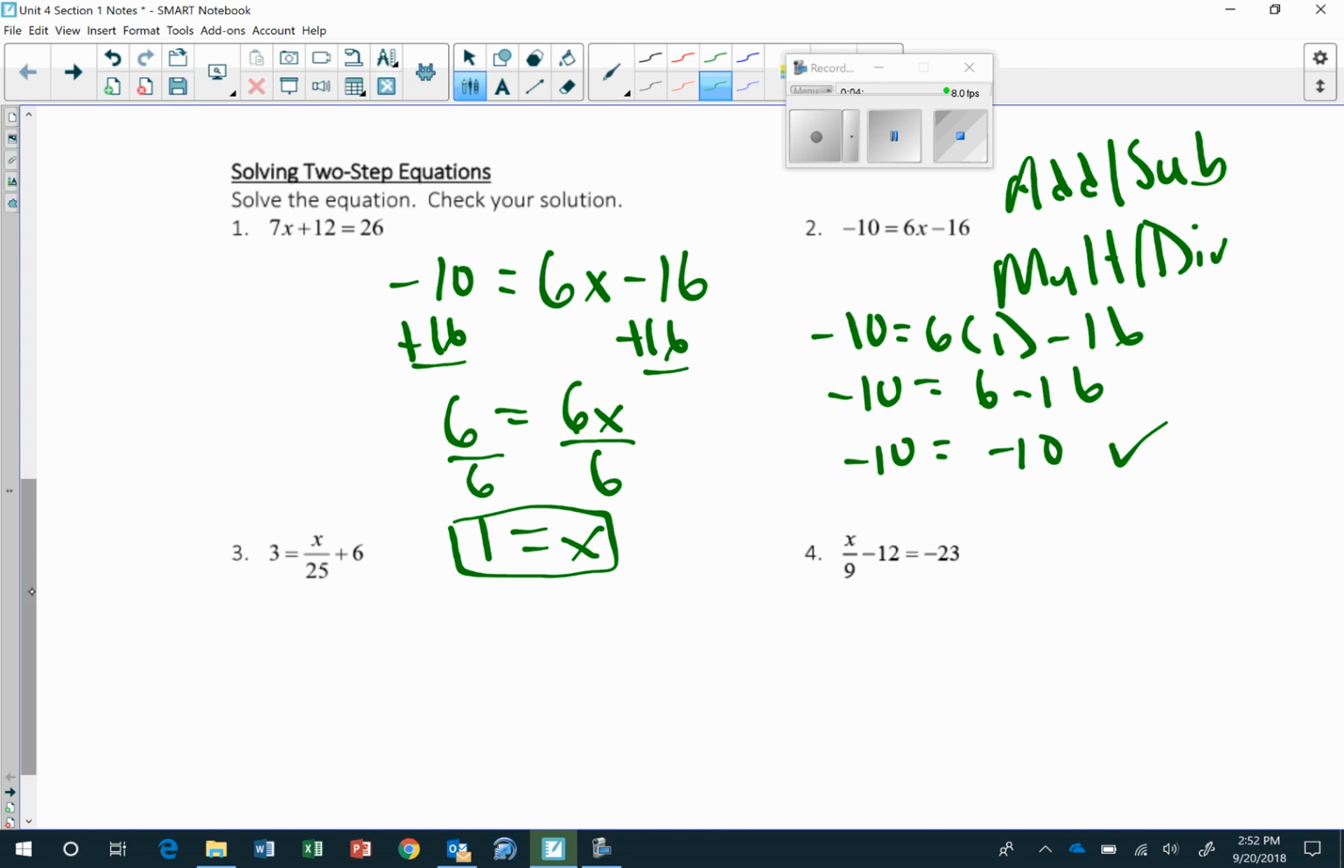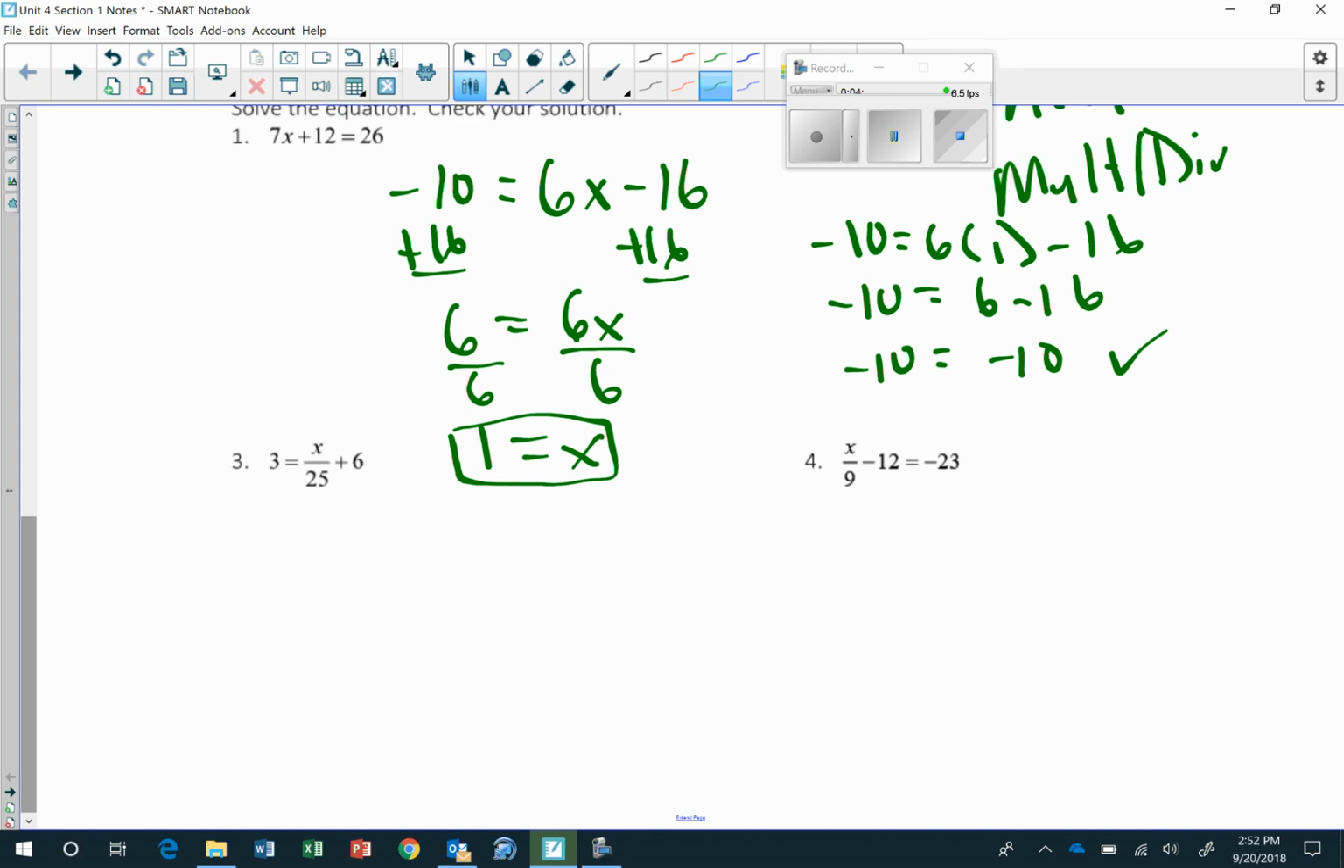All right, moving on to number 3. So I have 3 equals x divided by 25 plus 6. Again, my first step is to either add or subtract. In this case, my variable is on the right side, and I have x over 25 plus 6. To undo that addition, I need to subtract 6 from both sides. 3 minus 6 is negative 3, and then I'll have x over 25 on the other side.